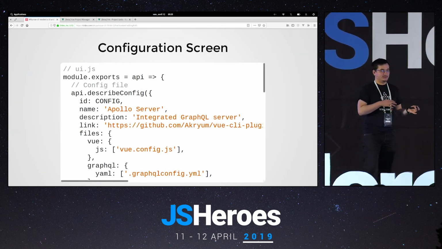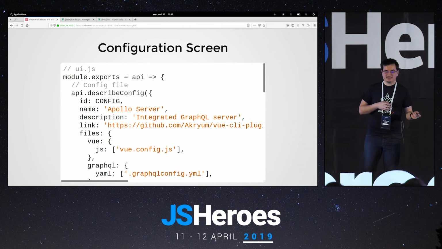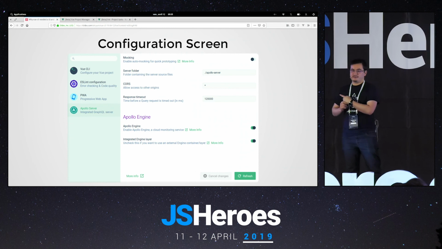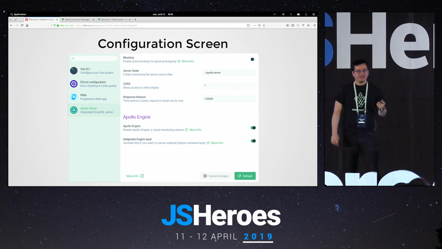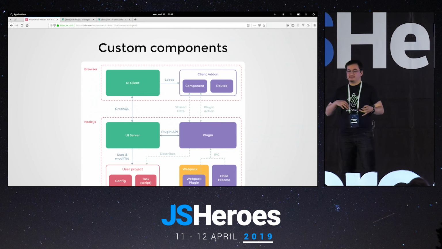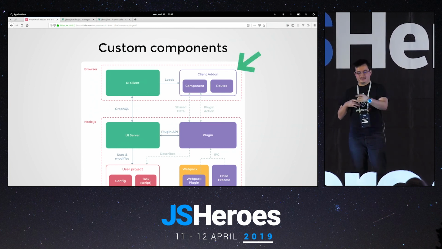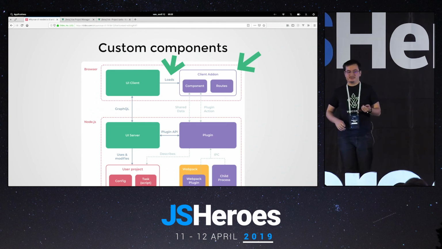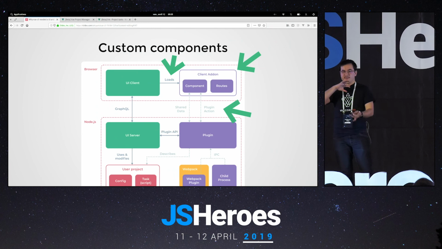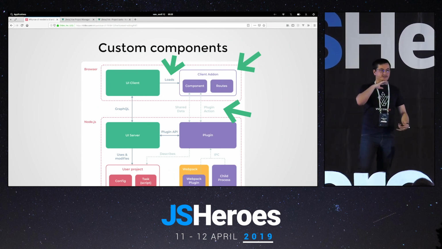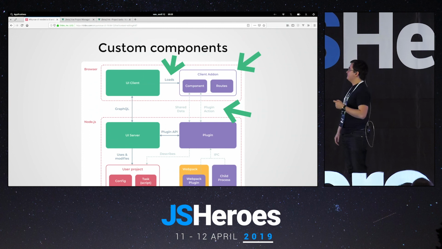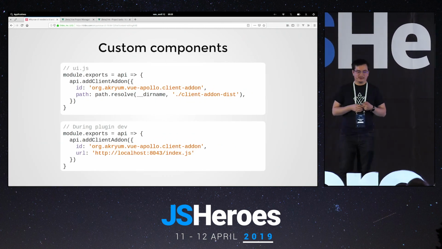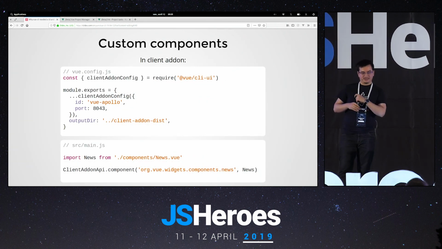You can also, like we saw, add new configuration screens, which is going to look like this, for example. This screen is configuring an Apollo server. You can also load custom components. This is what we call client add-on here. And you can load new components or Vue router routes. And then you can communicate with your plugin, which is on the Node.js server we started with the Vue UI command. And then you can do nice things like adding custom components. And so a bunch of example code.